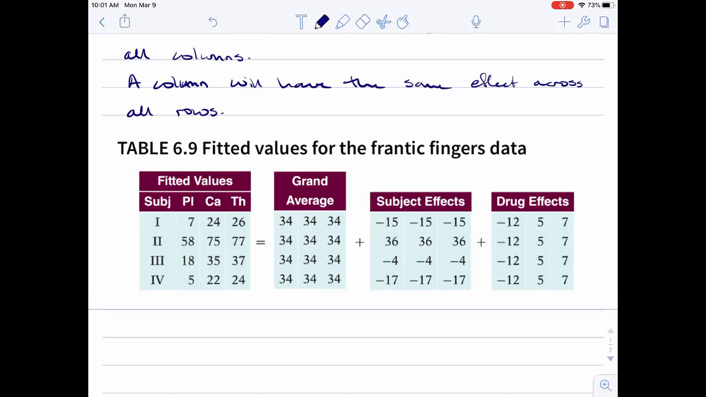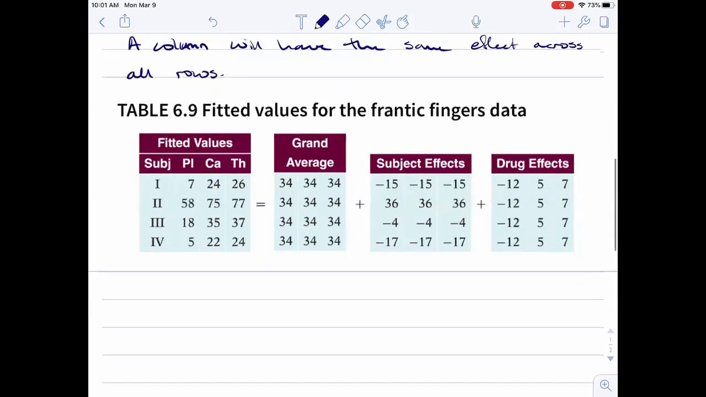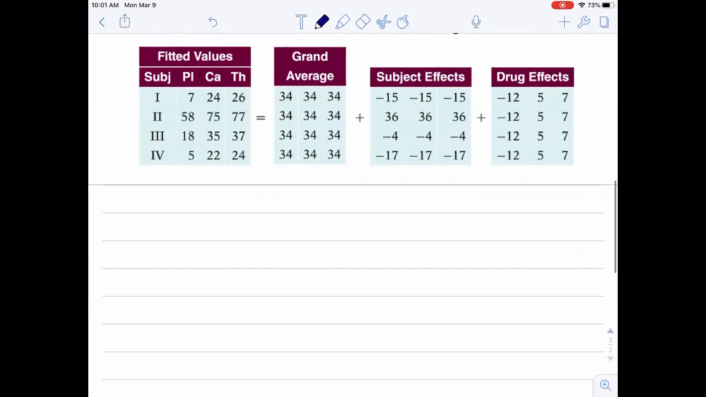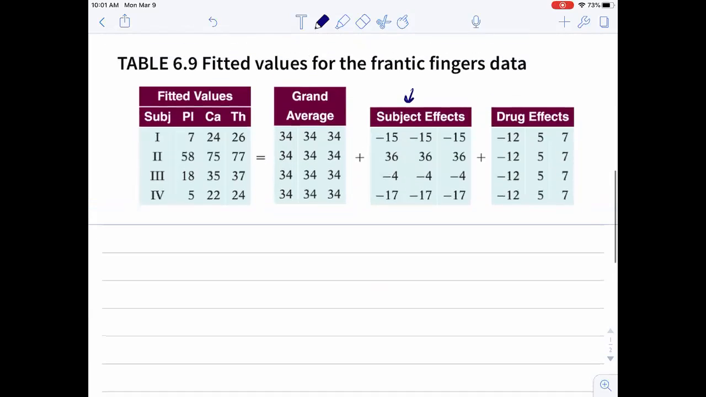So here, the subject effects, these are our blocks in this case. And the drug effects, those are our treatment effects.